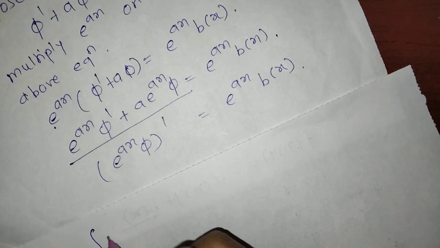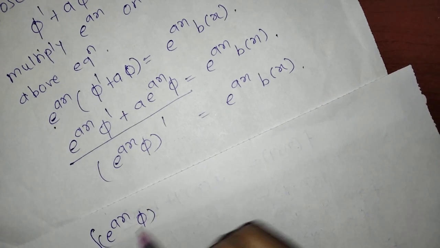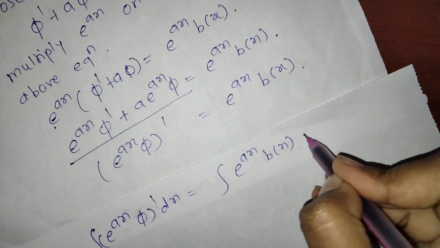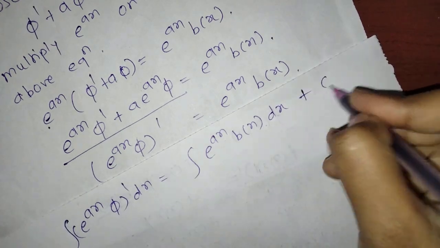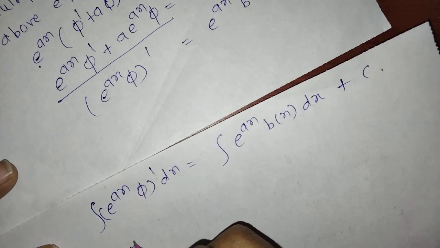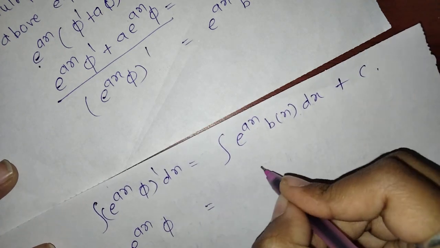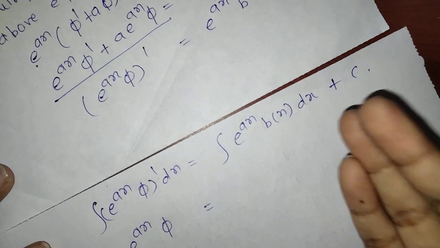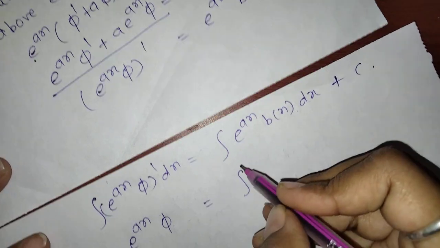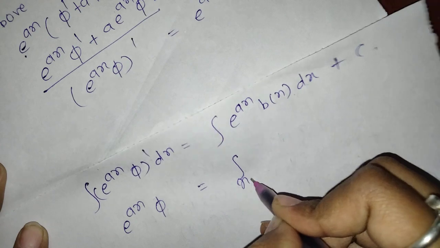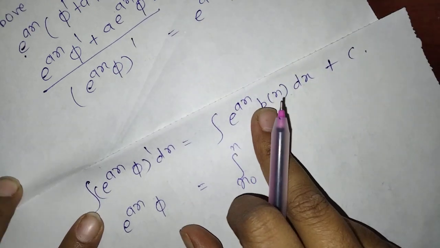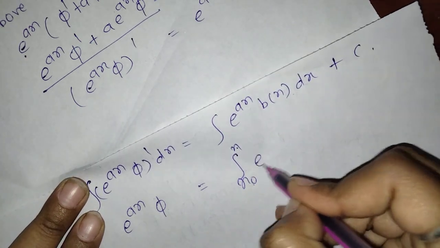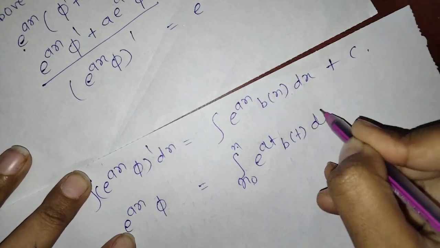Integration of (e^x φ)' dx is equal to integration of e^x b(x) dx plus c. So integration of this is nothing but e^x φ is equal to, now here we take integration for some interval I and x0 is any point in I. So we can take integration x0 to x because the function is in the variable x. Now replace x with t because this limit is in the form of x. So take e^(at) b(t) dt plus c.